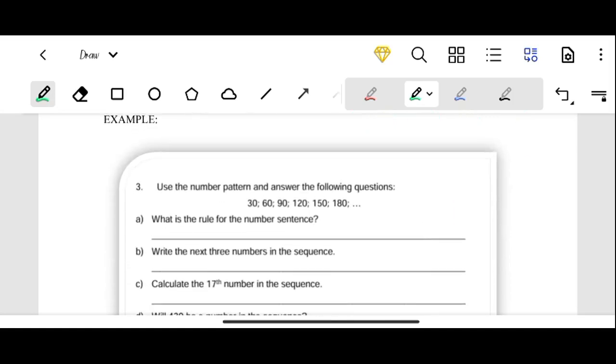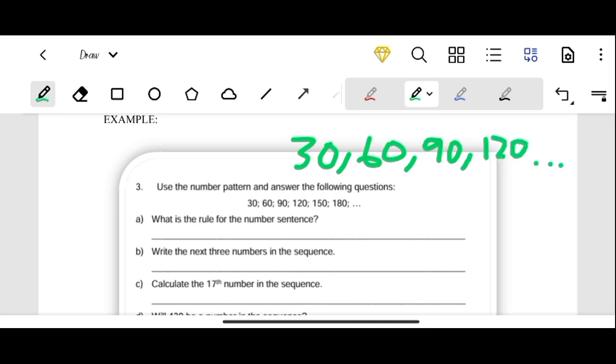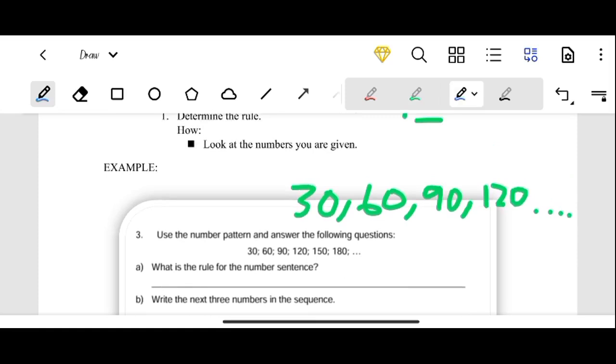So number 3, it says, use the number pattern and answer the following questions. So we are given 30, 60, 90, 120, 150, 180. Okay. So A says, what is the rule for the number sequence? How am I going to determine the rule? I can simply say that is number 1. Okay, let me just rewrite this down so that I can show you. So it's 30, 60, 90, 120. And then we have number 1, number 2, number 3, number 4.